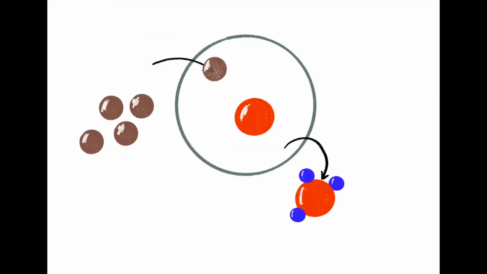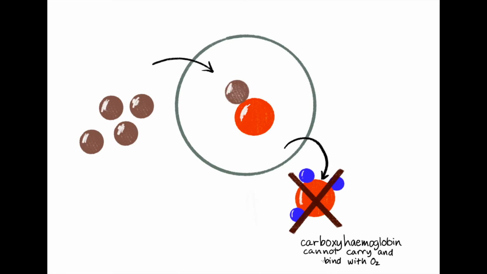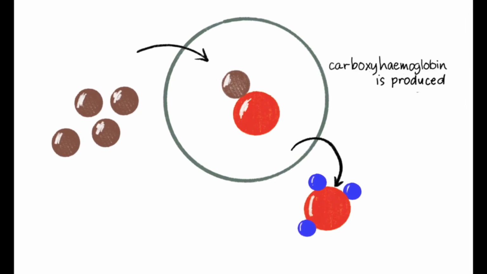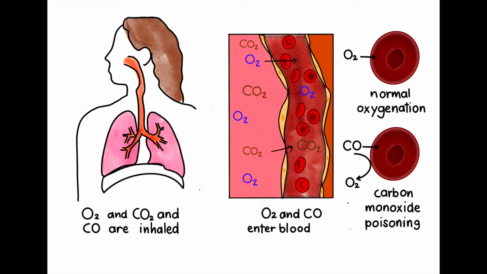When carbon monoxide and hemoglobin combine, they produce a stable compound called carboxyhemoglobin. This compound is very stable, which guarantees that it will linger in the blood for a longer time. Too much inhalation of carbon monoxide can lead to asphyxiation or carbon monoxide poisoning.